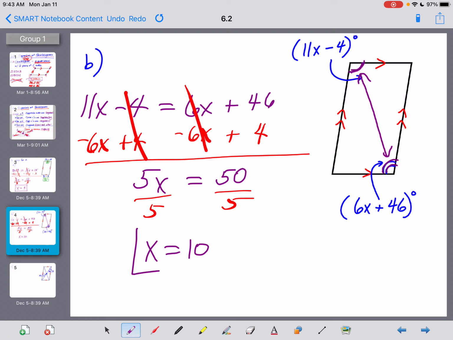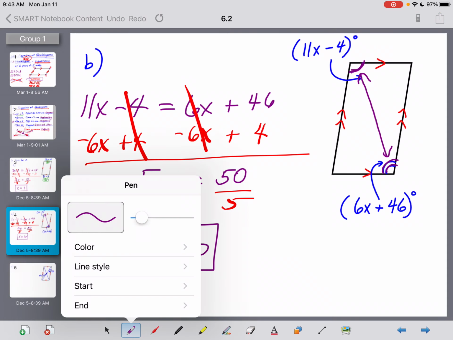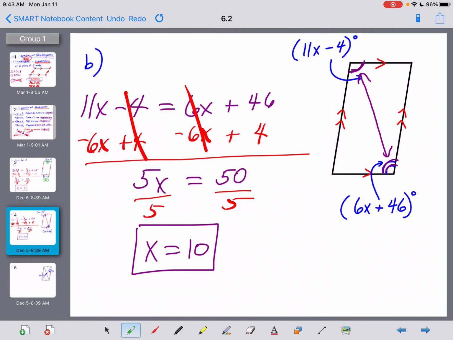Now the directions once again just said to solve for x, but it's never a bad idea to check. 11 times 10 is 110, and 110 minus 4 is a 106 degree angle. How about down here? 6 times 10 is 60, and 60 plus 46 is a 106 degree angle as well.